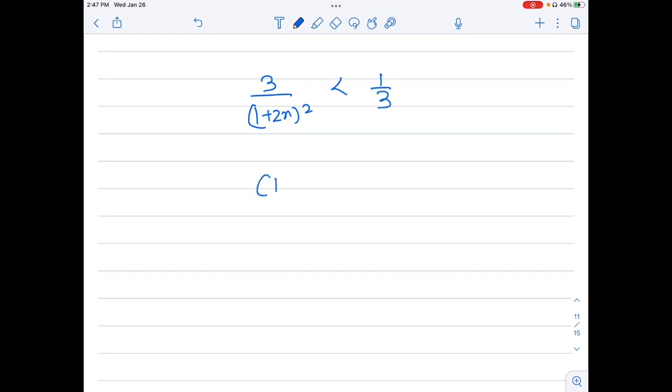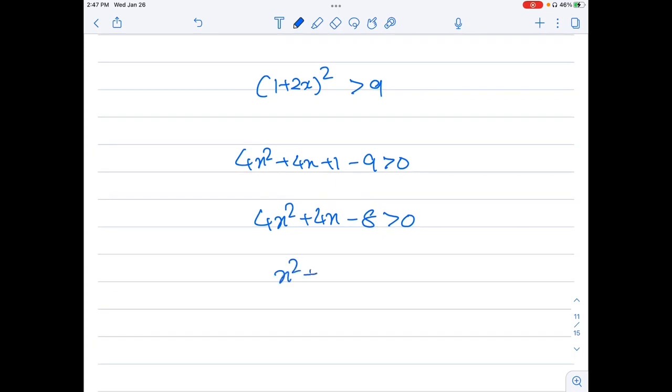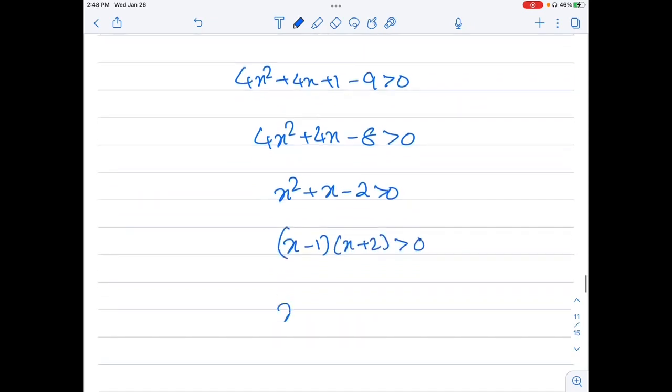So do the cross multiplication. 1 plus 2x whole square is greater than 9. So 4x square plus 4x plus 1 minus 9 is greater than 0. So I get 4x square plus 4x minus 8 is greater than 0. So x square plus x minus 2 is greater than 0. So it becomes x minus 1 times x plus 2 is greater than 0. So x is less than the lesser root, or x is greater than the greater root. That's going to be the answer.